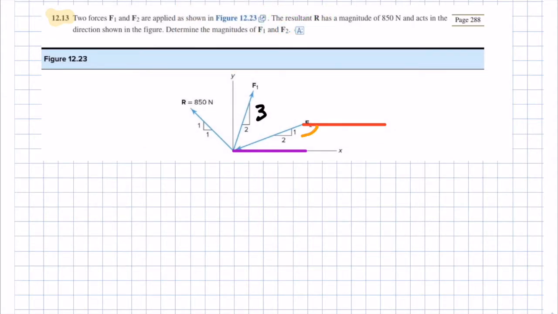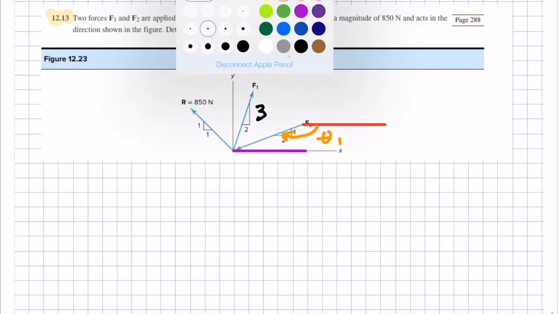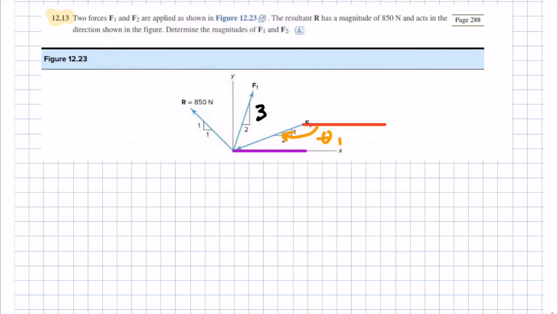This would be theta 1. Okay, this angle, changing the color, would be theta 2. And one last color, green. This angle from here to here would be theta 3. If we know those angles, this problem is actually pretty straightforward. All right, so let's talk about angle theta 3.